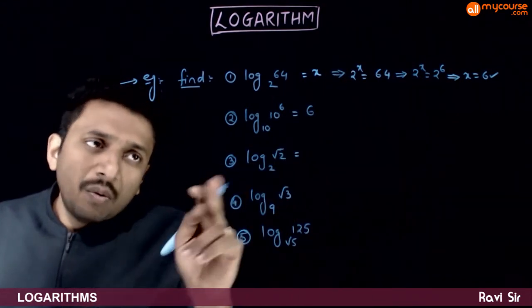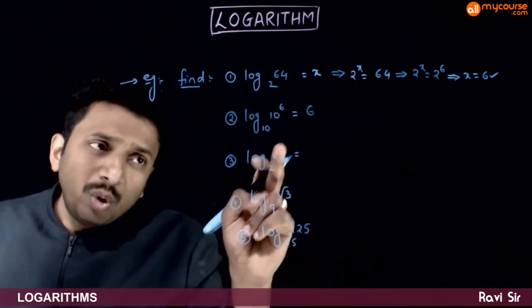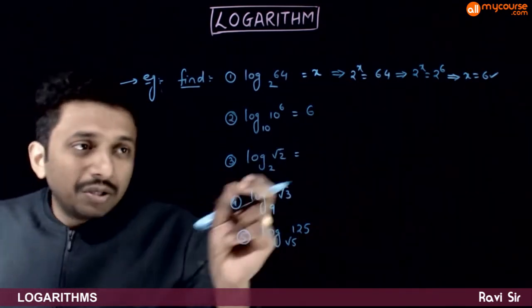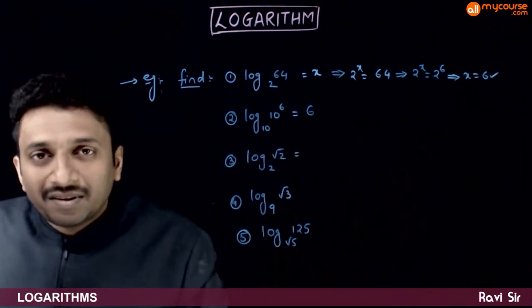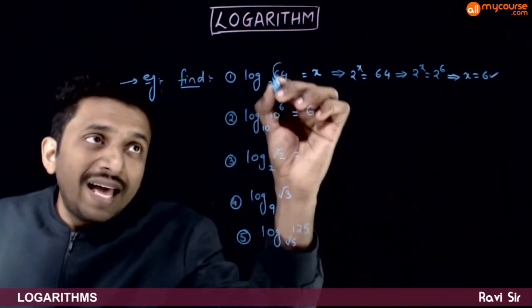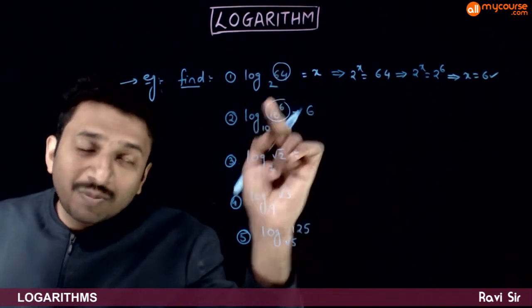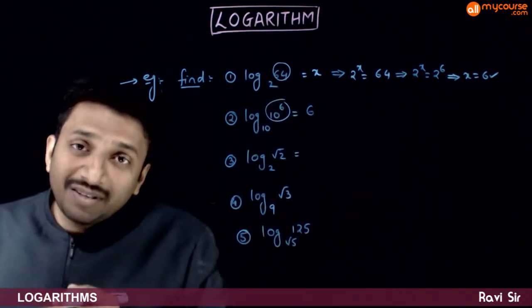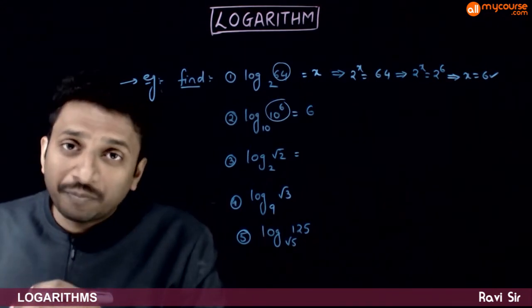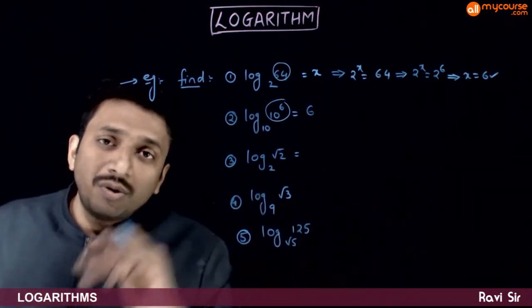Next, what is log root 2 to the base 2? So to what power 2 has to be raised to get root 2 as the answer? Till now we have had nice natural numbers in this place, but it's not necessary that this always has to be a natural number. This can be rational, irrational also. So what is log root 2 to the base 2?